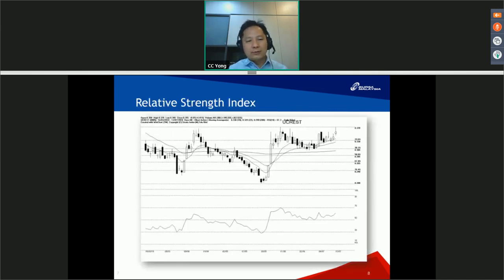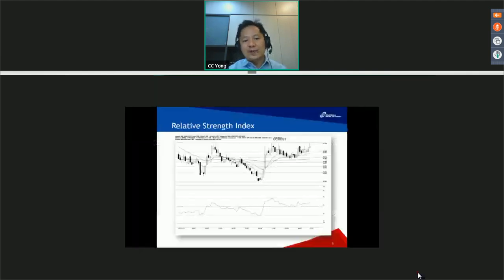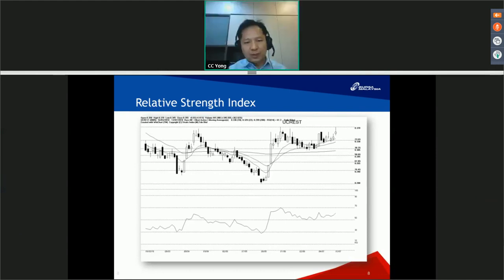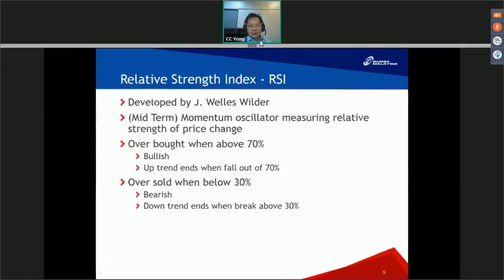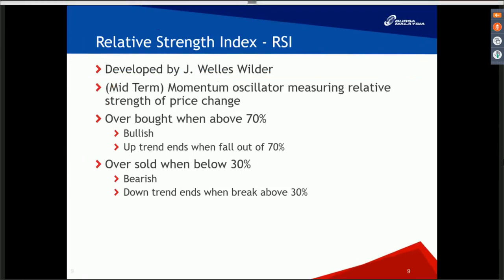RSI, or relative strength index, checks the power or the momentum of a certain price. We can apply it to stocks, indices, futures, any commodity with a price. It was developed by Welles Wilder, and I consider it a midterm momentum oscillator, measuring the relative strength of price change. Usually, if this indicator is above 70%, we say the price is bullish, or sometimes you can say it's overbought. But overbought actually means bullish. In a bullish market, it can keep on being overbought. So it is bullish.